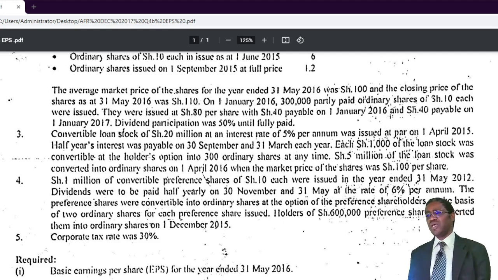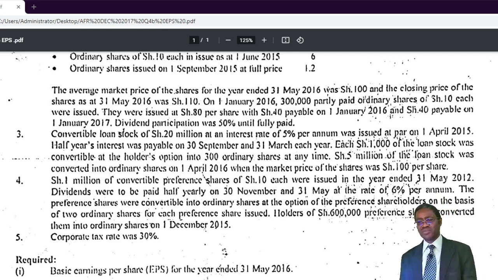That doesn't matter. Each shillings 1,000 of the loan stock was convertible at the holder's option into 300 ordinary shares at any time. Shillings 5 million of the loan stock was converted into ordinary shares on 1st April 2016 when the market price was 100. Okay, now listen.